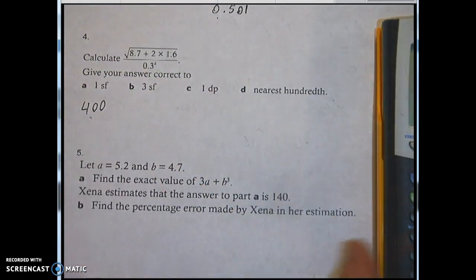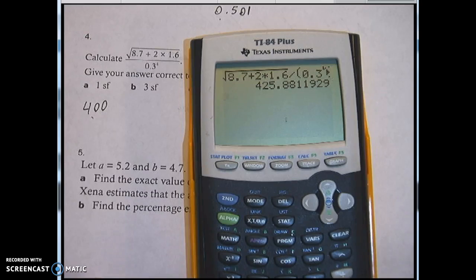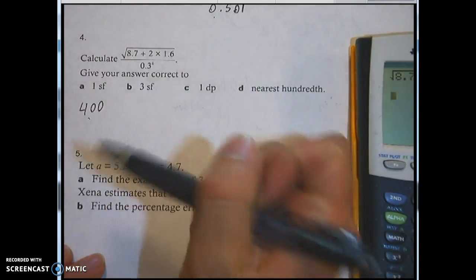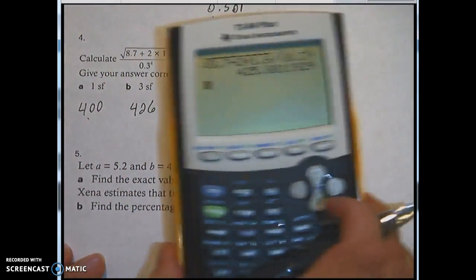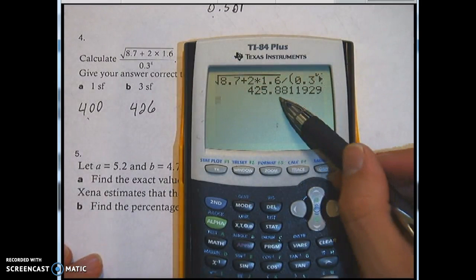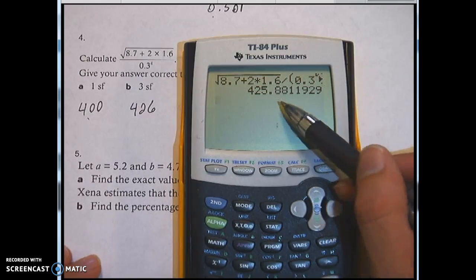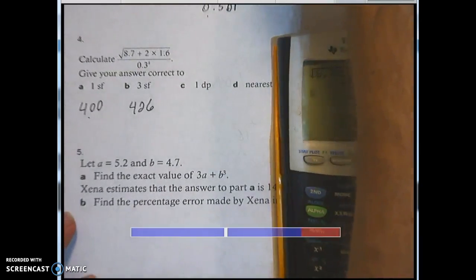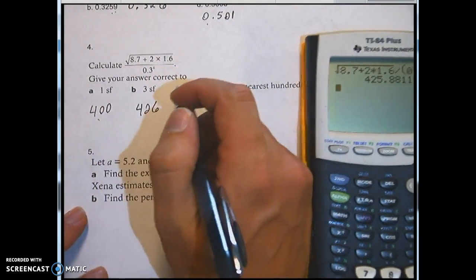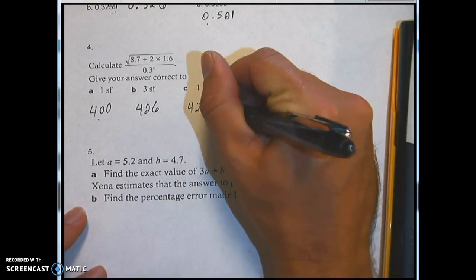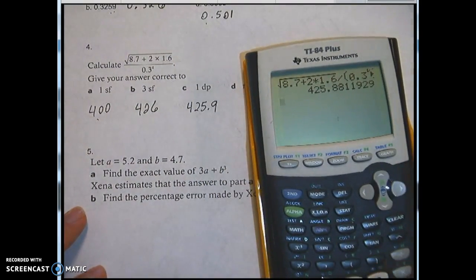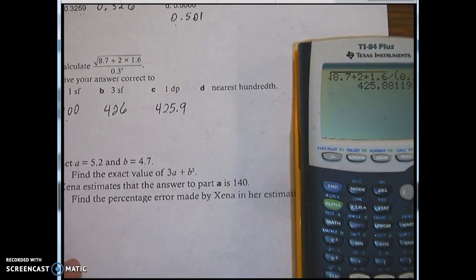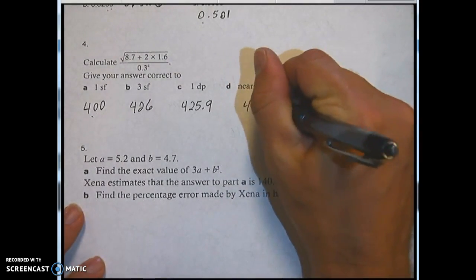Because the 4 is significant, and it's not 500, because in order for it to be 500, this would have to be greater than 450. 3 significant figures then, it's 426. It's not 425 because that next digit is greater than 5, so we round it up. 1 decimal place, well, that would be 425.8. Sorry, 425.9. Since it's an 88, you round it up to a 9. And then to the nearest hundredth, that's 2 decimal places. So that's 425.88.